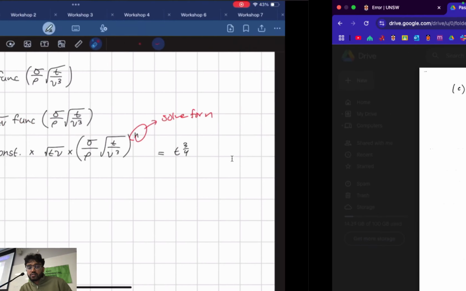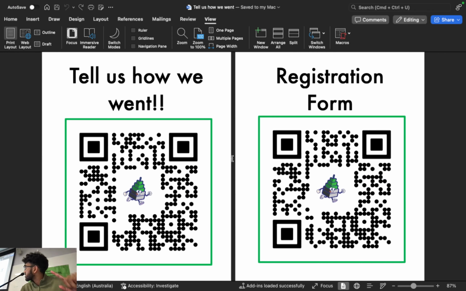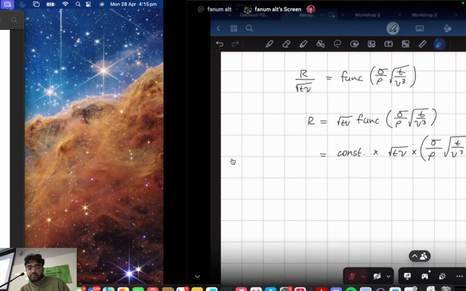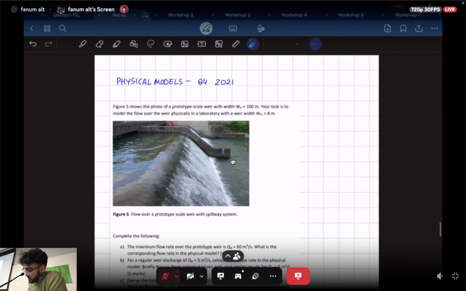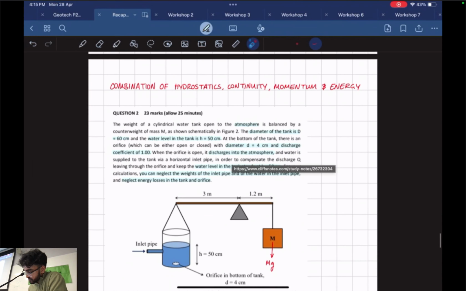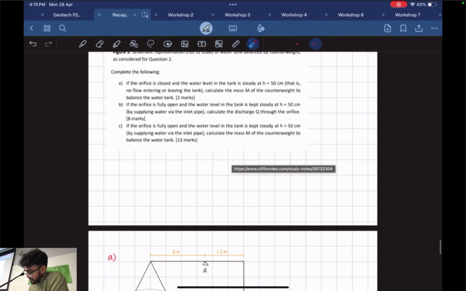I did want to really go through, actually, also fill this out. Alright, give me a second before I go through that. I did want to also go through this physical modeling question. Oh, this is such a good question.